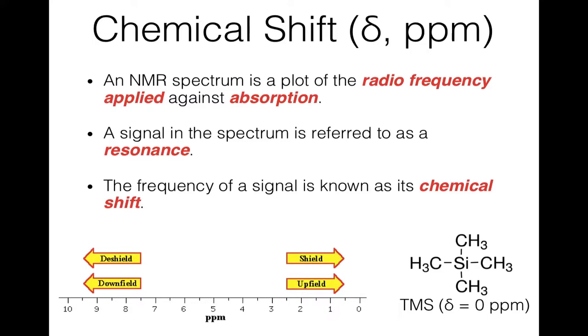A proton that has a higher ppm value is called downfield, or deshielded. When it has a lower ppm value, it is called upfield, or shielded. The chemical shifts of various protons in a molecule can be found in your lab manual, page 90, or the back cover of your lab notebook.